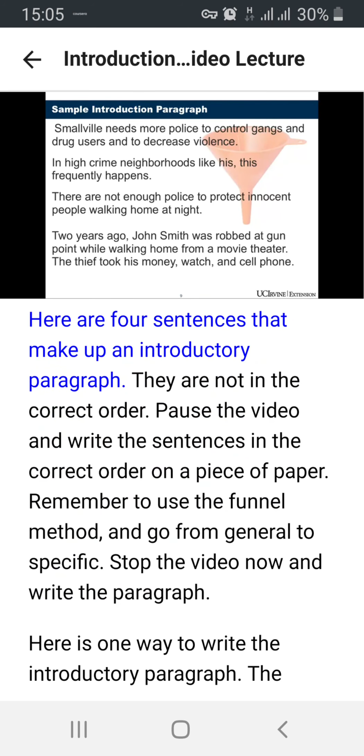Here are 4 sentences that make up an introductory paragraph. They are not in the correct order. Pause the video and write the sentences in the correct order on a piece of paper. Remember to use the funnel method and go from general to specific. Stop the video now and write the paragraph.